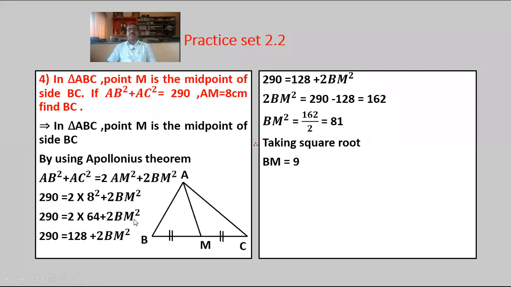Therefore, to find BC, BC is 2 times BM. BC is equal to 2 multiplied by BM, 2 into 9 is equal to 18. Therefore, the length of BC is equal to 18 centimeter.